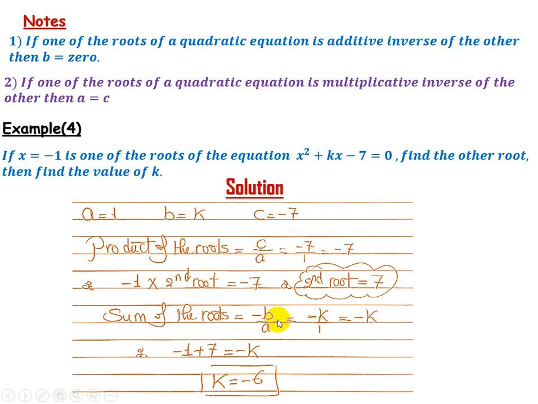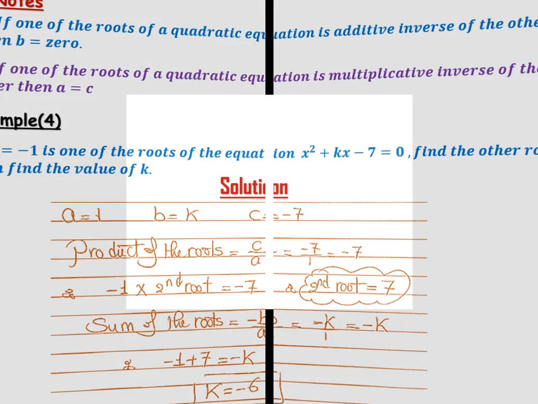And you have the sum of the roots, negative b over a, negative k over 1, which means negative k. So the sum of the roots, negative 1 plus 7, will be negative k, which means k equals negative 6.